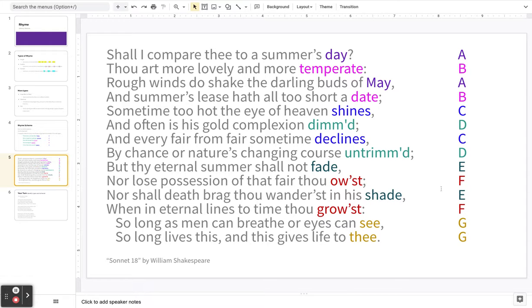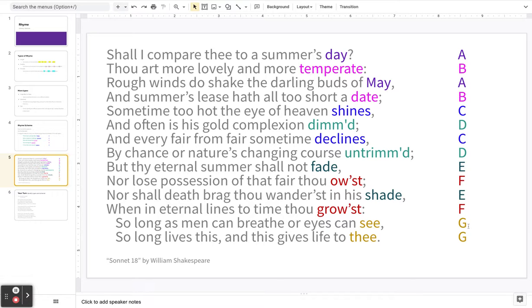Shade rhymes with fade. So it gets identified with the E letter. When in eternal lines to time thou growest. Growest, owest. Okay, that rhymes. Bring it back to that F. And then, so long as men can breathe or eyes can see.